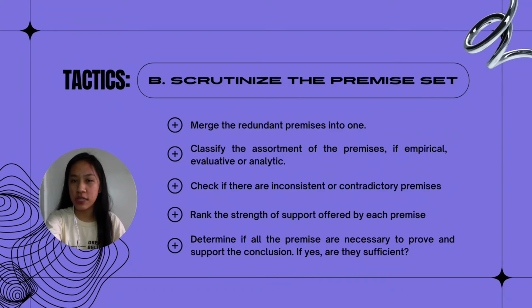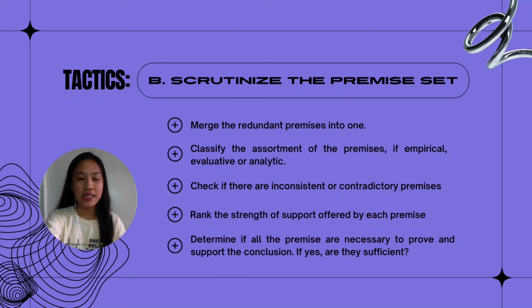Paano siya naging emotionally charged? Kung maaalala niyo, gumamit ako ng words like legal or illegal means, buy votes, terrorize enemies, murder, solicit. Yung mga words na 'to, nagpapakita siya ng strong emotion, kaya siya naging emotionally charged language. Next, check if there are inconsistent or contradictory premises.